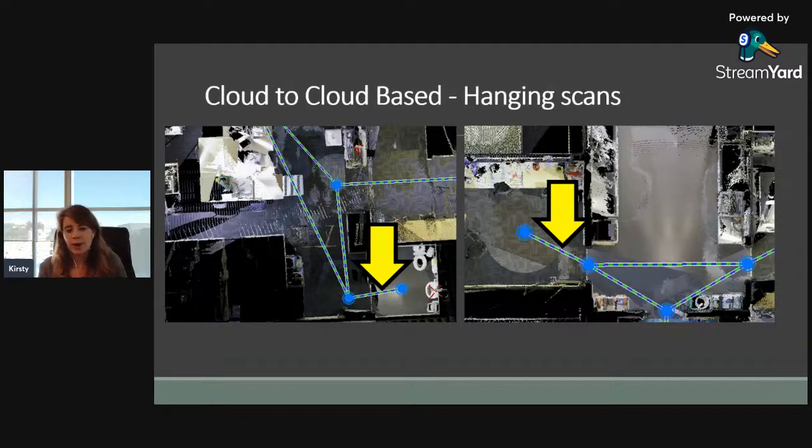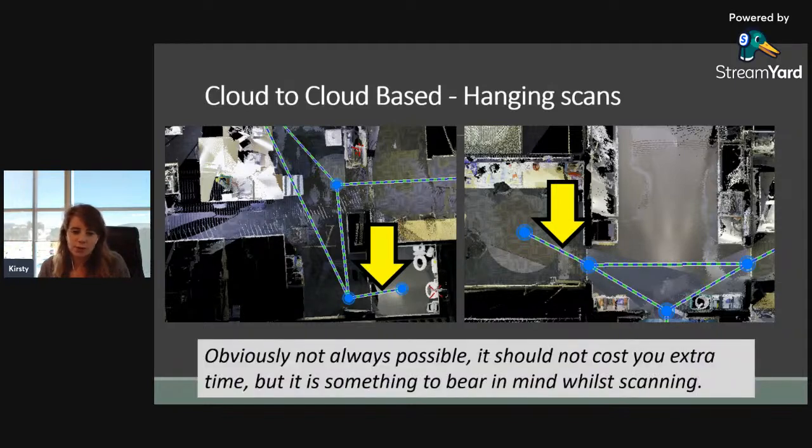You can then bear these hanging scans in mind when it comes to your visual QA checks. The idea with many of these tools is to make your field practice more efficient. So obviously, if we're going out and getting loads and loads of extra scans, we're not going to be getting those efficiency gains that we're after. So not always possible, but just think about loop closure.